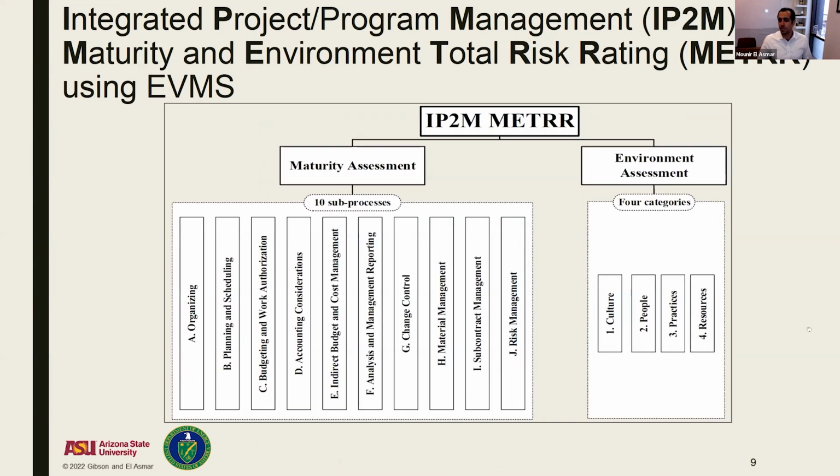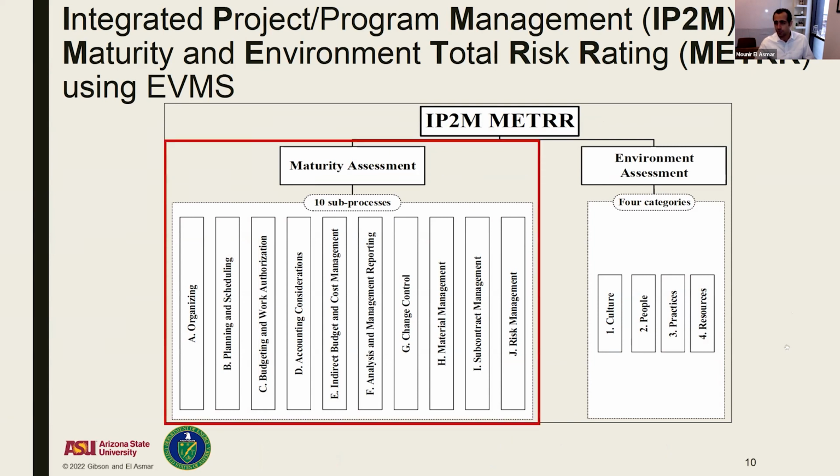Another way of looking at this tool, a different visual trying to show the same thing, but different people learn a little bit differently. So you can think of two components: maturity on the left, environment on the right. Maturity has 10 sub-processes. Environment has 4 categories. Yesterday, we looked at the right side of the screen. Today, we're going to focus on the left side of the screen, drilling a little bit deeper into the maturity assessment, the 10 sub-processes, and the 56 attributes that make up maturity.